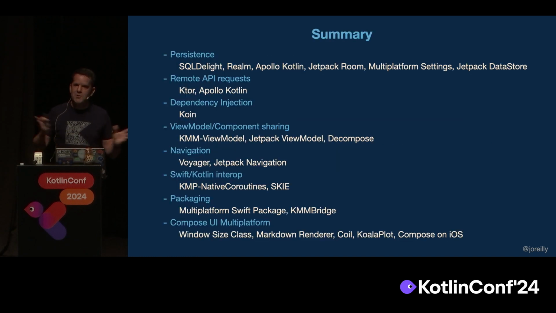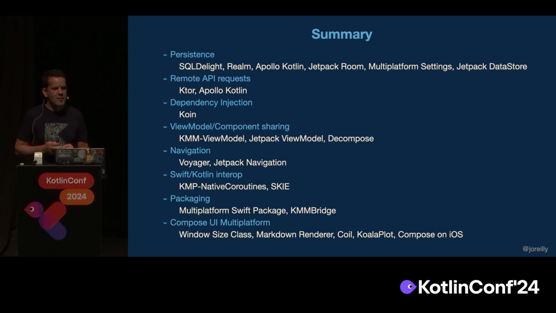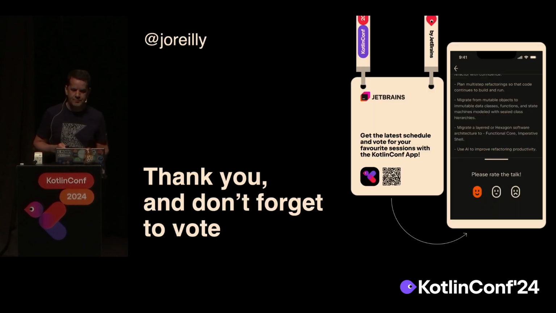So that was a whirlwind tour of many of the Kotlin and Compose Multiplatform libraries used in various KMP samples I'm involved in. Showing here again the ones we covered today, broken down by function. We have libraries, for example, for persistence, remote API requests, dependency injection, ViewModel component sharing, navigation, Swift Kotlin interop, packaging, and then some Compose Multiplatform UI libraries as well. Hopefully you got at least a flavor of the capabilities these libraries provide, and how they can be used. As mentioned, I'll make the slides available so they can hopefully act as somewhat of a reference for the material we covered here today. Thank you.